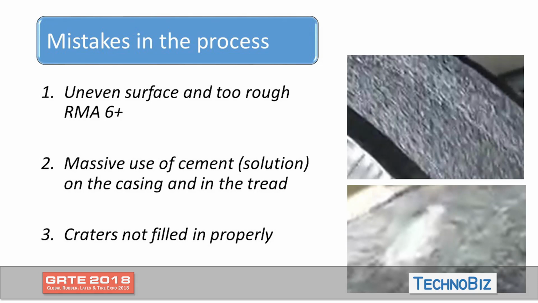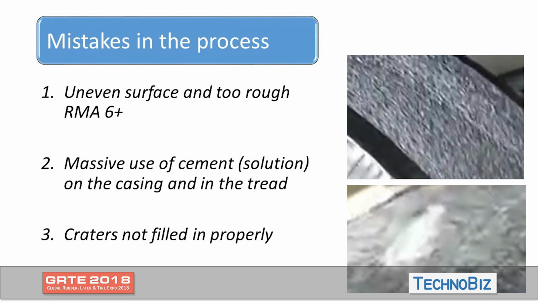Okay, we have seen the video. Now, in these 3 minutes that I have left, I will show you what the mistakes in this video were. The first mistake that you can see is the uneven surface. The surface is too rough. In this process, this is an RMA 6+, which means that when they put the cushion gum, most of the cushion gum will be hit by the casing's rough surface, and it will not allow the tire to bind completely in the pressure chamber.